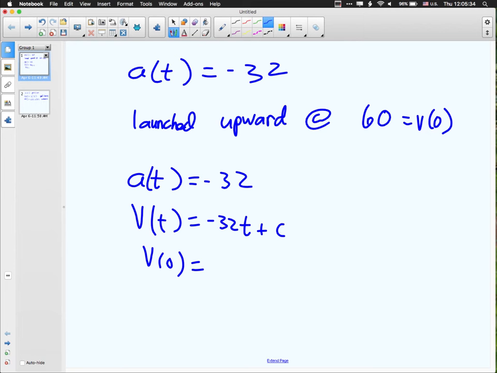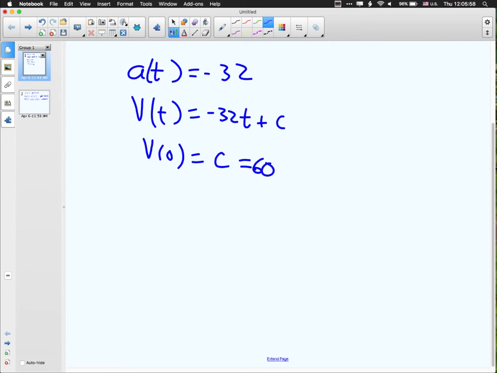v of 0 is, in terms of plugging in 0, 0 plus c. So it's c. And then we also know that that's equal to 60. Well then, I guess we know what c is. So what's our new equation for speed? So that's our speed.